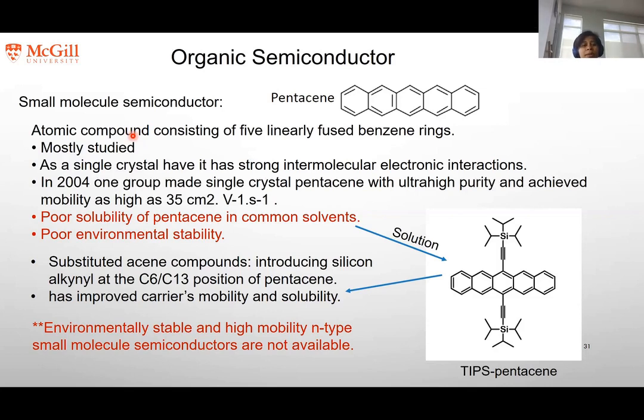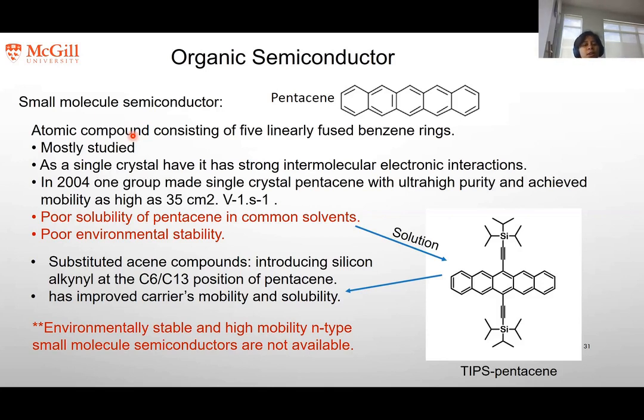One of the main problems with pentacene to use in printed electronics is they don't like to dissolve in common solvents, so it's difficult to make ink with them. And they also have poor environmental stability. As soon as we make a transistor out of them and measure things in vacuum, it seems fine. And as soon as we bring them out into the environment and measure things, they can act totally different.